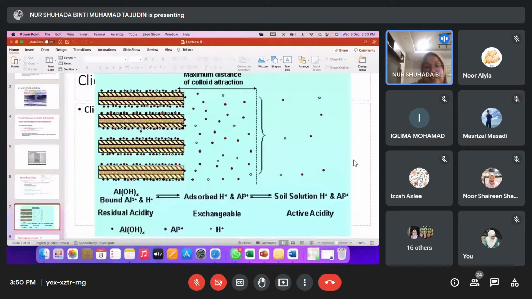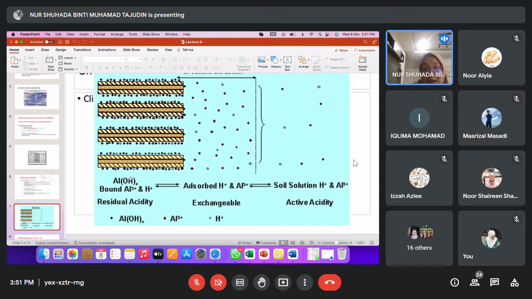Ingat tak tadi saya ajar the sheet clay kan? The octahedral and tetrahedral sheet. The aluminium and the hydroxide are bonded. Dia tightly bonded. Tapi one day, kalau soil tu mengalami proses weathering, exposed to the air, dia akan terhakis juga, tapi it takes a very long time. But the most potential one are the exchangeable and active. Dua ni yang selalu kita calculate.